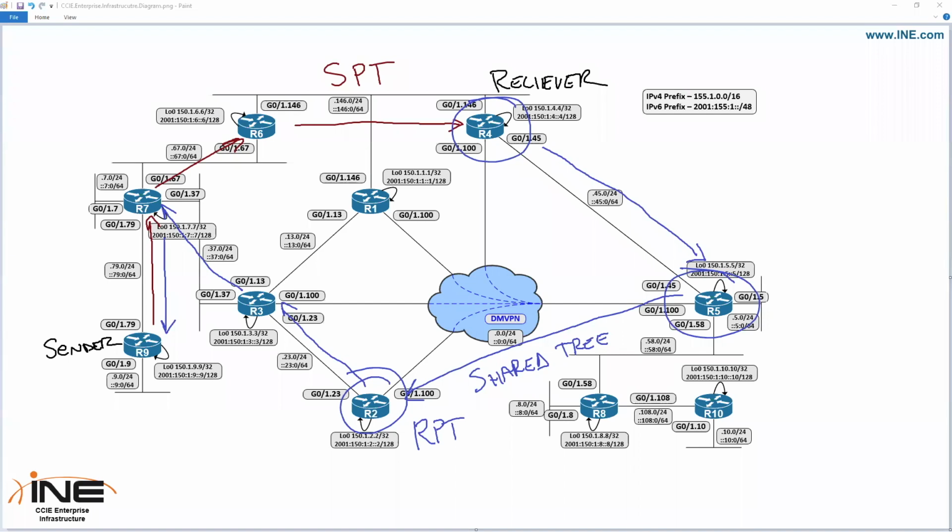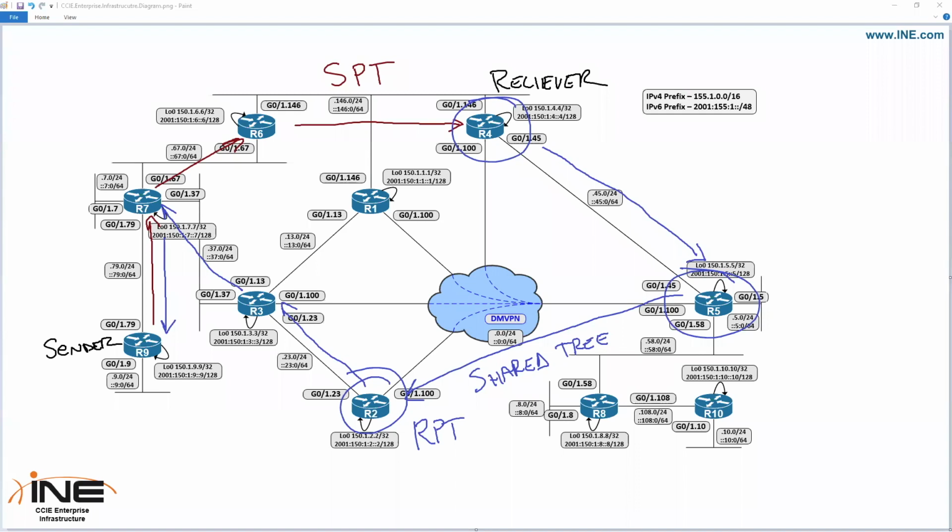Okay, there's a question, router 2 is the rendezvous point and it's the single point of failure. Is there redundant RP similar to leaf and spine network where two spine routers would be behaving as redundant rendezvous points? Yeah, so in this case, router 2 is a single point of failure.